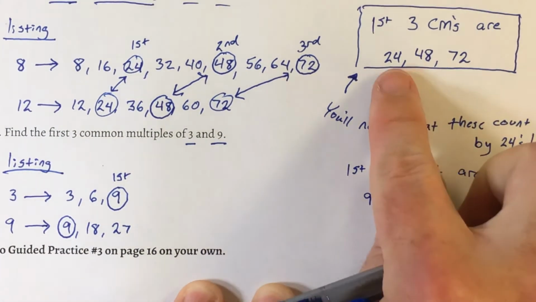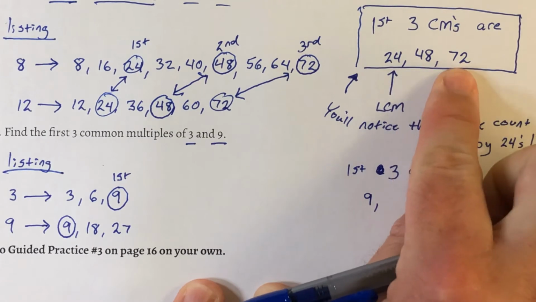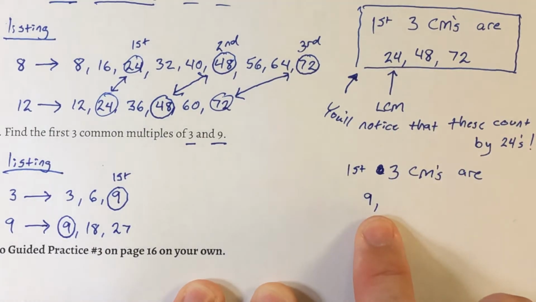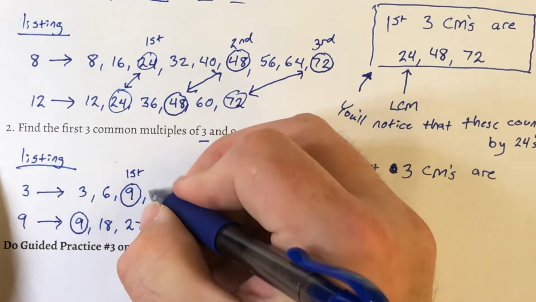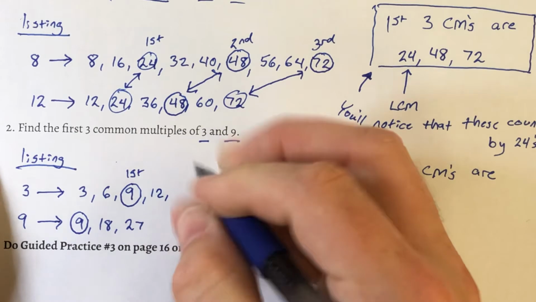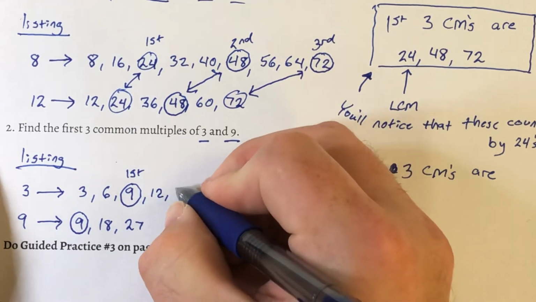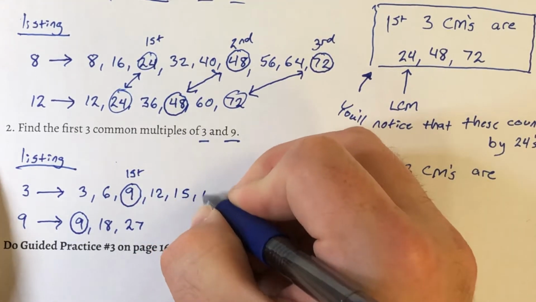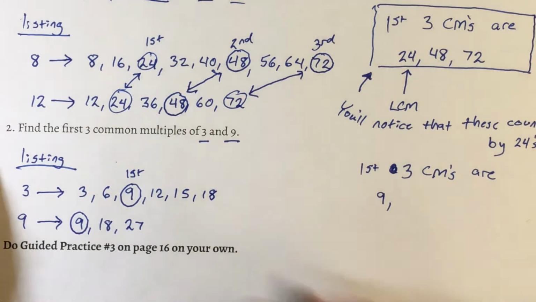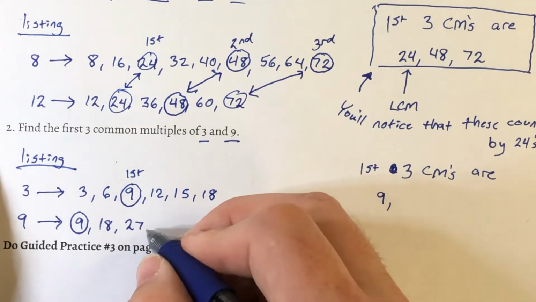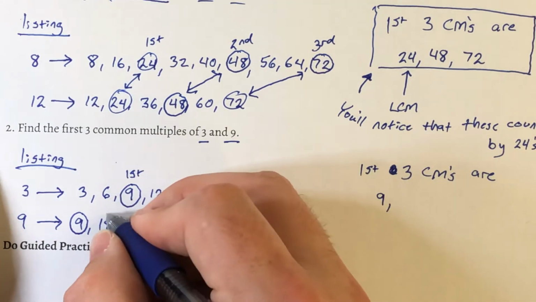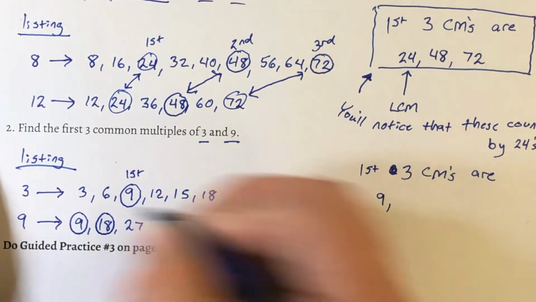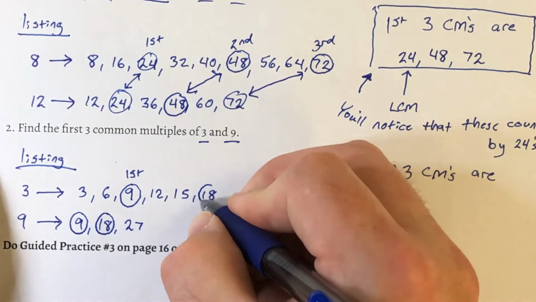Now I wonder if these counted by 24s, wonder if these are going to count by 9s. I guess we'll find out. So let's go back and keep going. So 3 times 4 is 12. We keep counting by 3s. We get 15 and then 18. Let's stop and do some more on 9s. Or, actually, no, we're going to go ahead and stop because we see one in common already. 18.